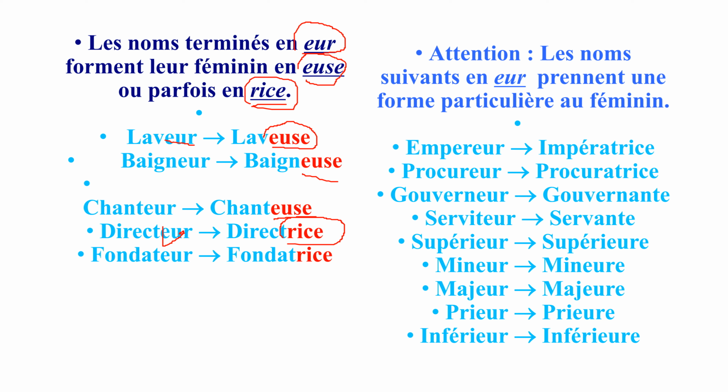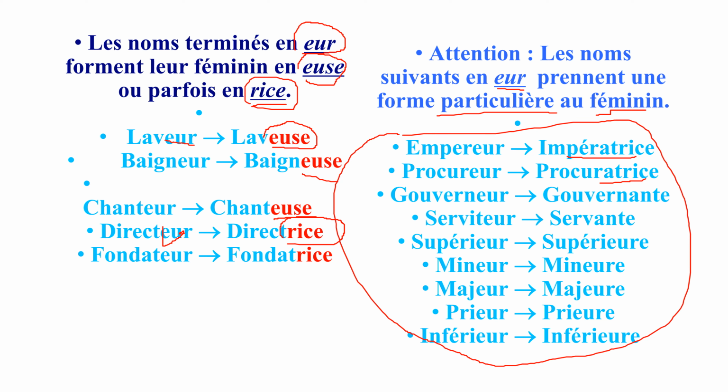Now, a bit of an oddity here. You've got to be careful. Names in EUR, sometimes they take a very peculiar form in the feminine. Empereur becomes impératrice, procureur, procureure, gouverneur, gouvernante. Here is a list of these oddities. A word of advice: if you're not sure, look it up in a dictionary. This is the best advice I can give you.